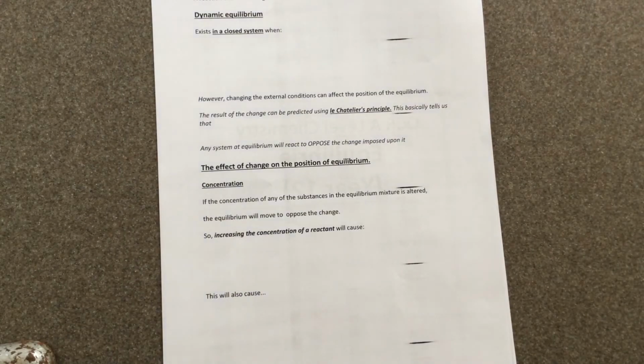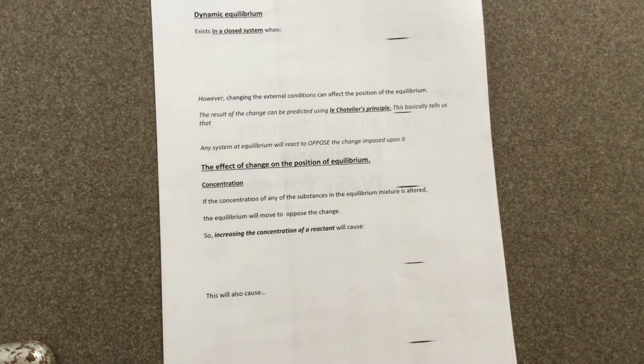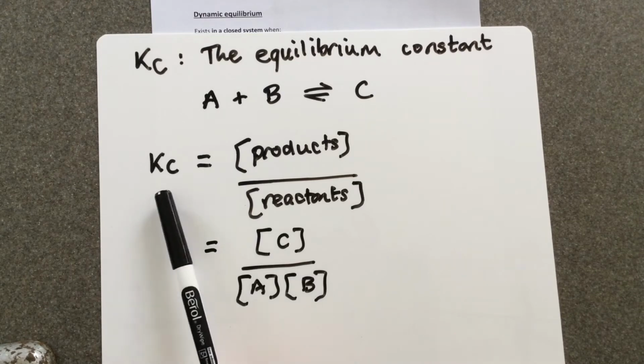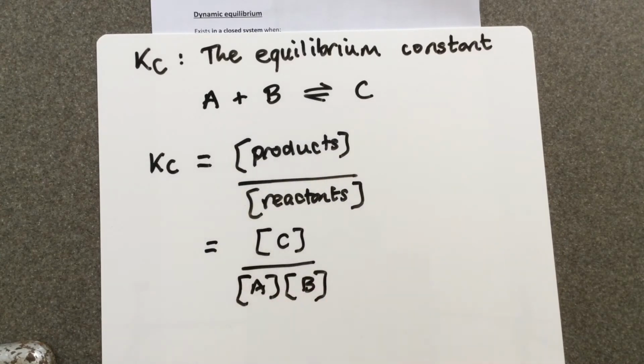So let's think about our notes. Increasing the concentration of a reactant will cause what to happen? Well, the Kc ultimately has to be the same, so the position of equilibrium has to change. This extra B that I've added, we've got to get rid of it somehow. And the only way we can do that is by making it react with some of the A to turn into more C.